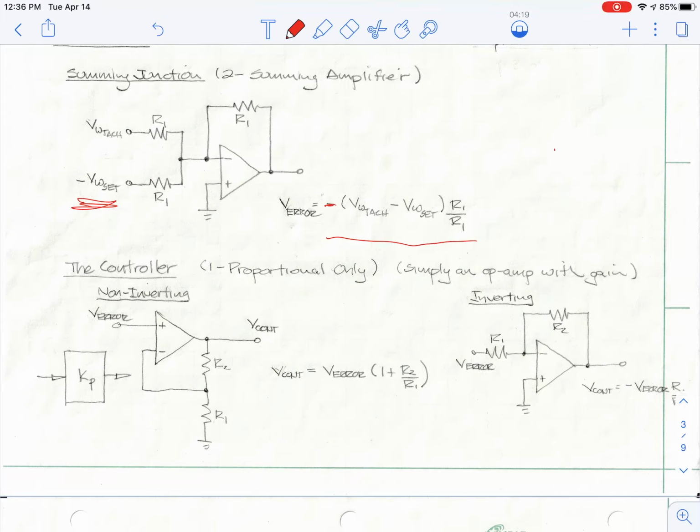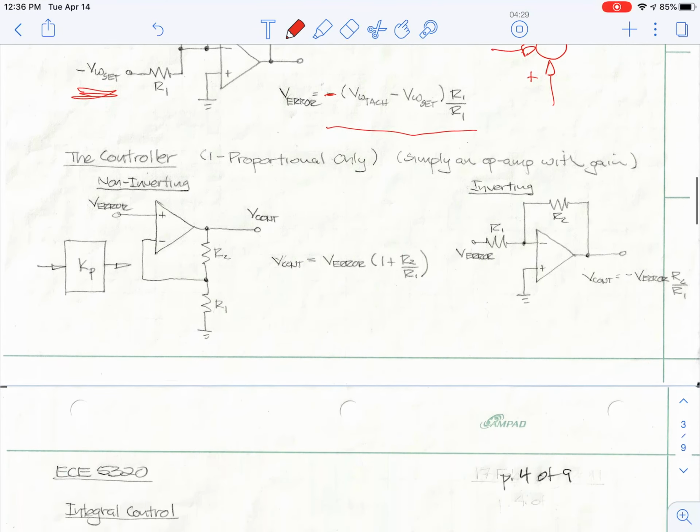If I miss a sign, I'm going to end up with positive feedback, which is one of those experiences that you need to have when a system goes full unstable due to positive feedback.